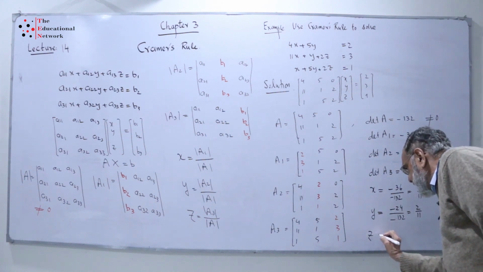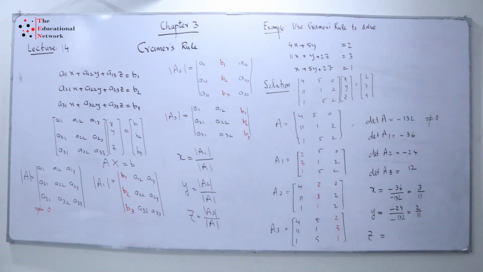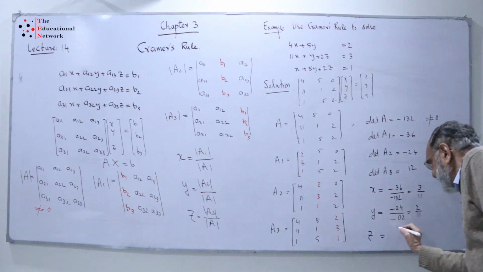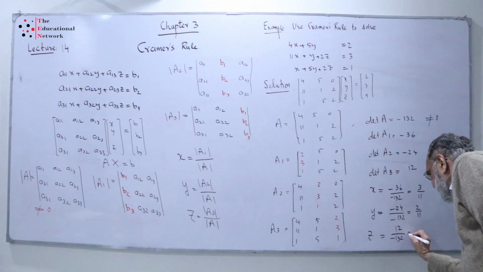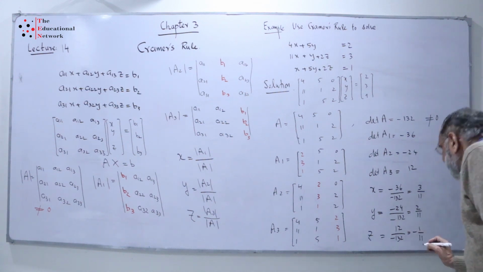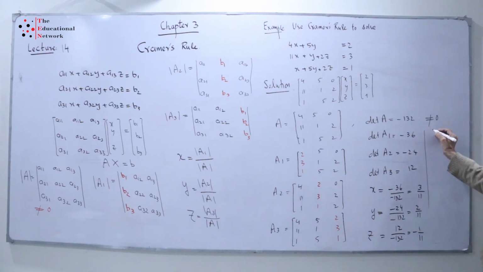Now my z. My z is equal to determinant of A3, which is 12, over determinant of A, minus 132. Make the division, we get minus 1 over 11. So I get my solution: x is equal to 3 over 11, y is equal to 2 over 11, and z is equal to minus 1 over 11. So this is the solution of this system.